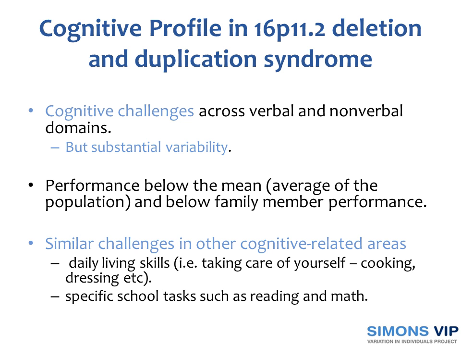And what we found is they had similar challenges in other cognitive-related areas. If you have low problem solving, low IQ, it often impacts your daily living skills and your school ability, stuff like reading and math, so that's often impacted. And we did find that those things were difficult in our kids.